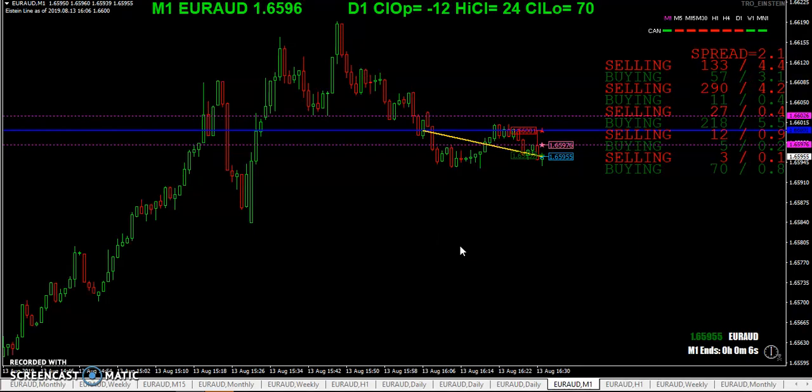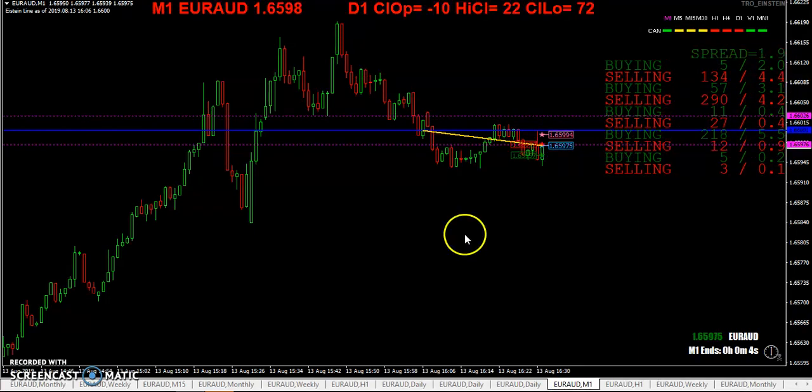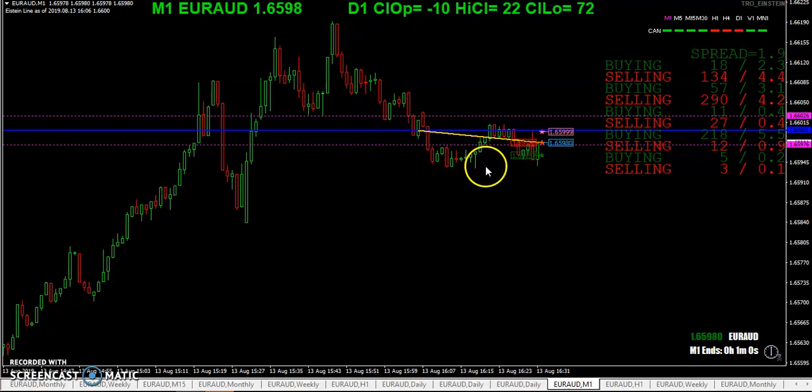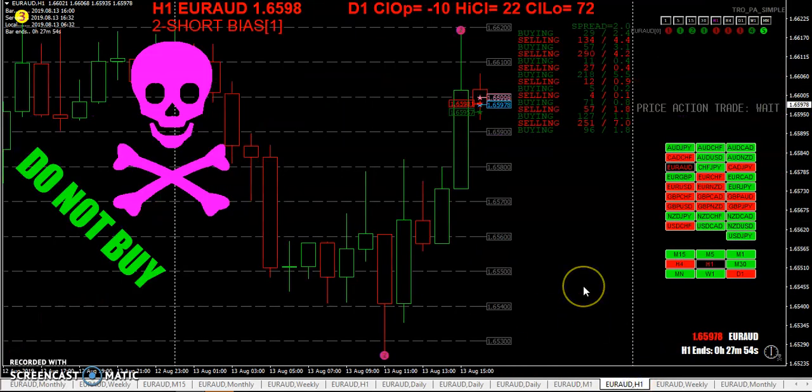And looking at the Einstein line, you can see since I've loaded up this profile, there just hasn't been much movement. When we look at just the price action on the EUR-AUD today, once again, we could, just from the chart, we could see it ranged.